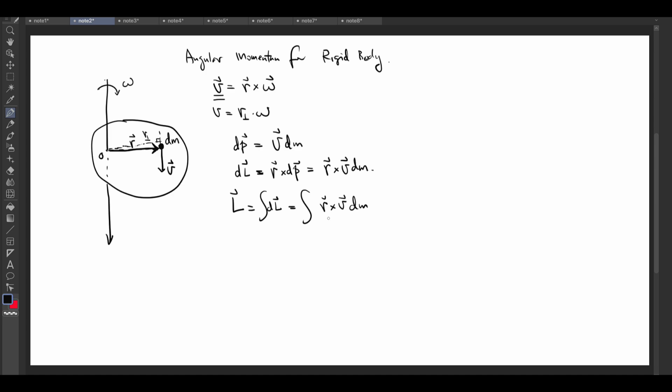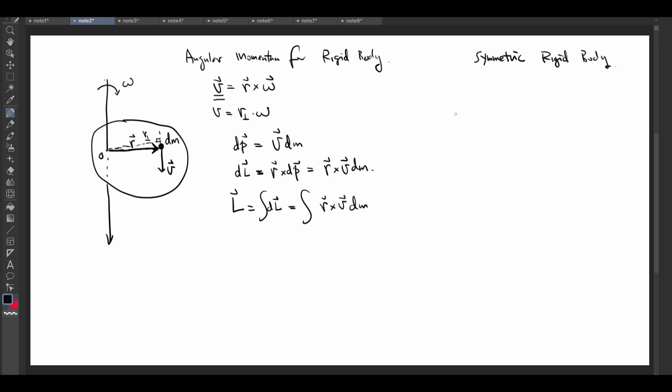Now here is a vector cross product integral, and in principle it's very difficult because you will have three directions, right? The result is a three-dimensional vector, and then you need to integrate over three directions, x, y, z. But it turns out that for a symmetric rigid body, the result of this integral is very simple.